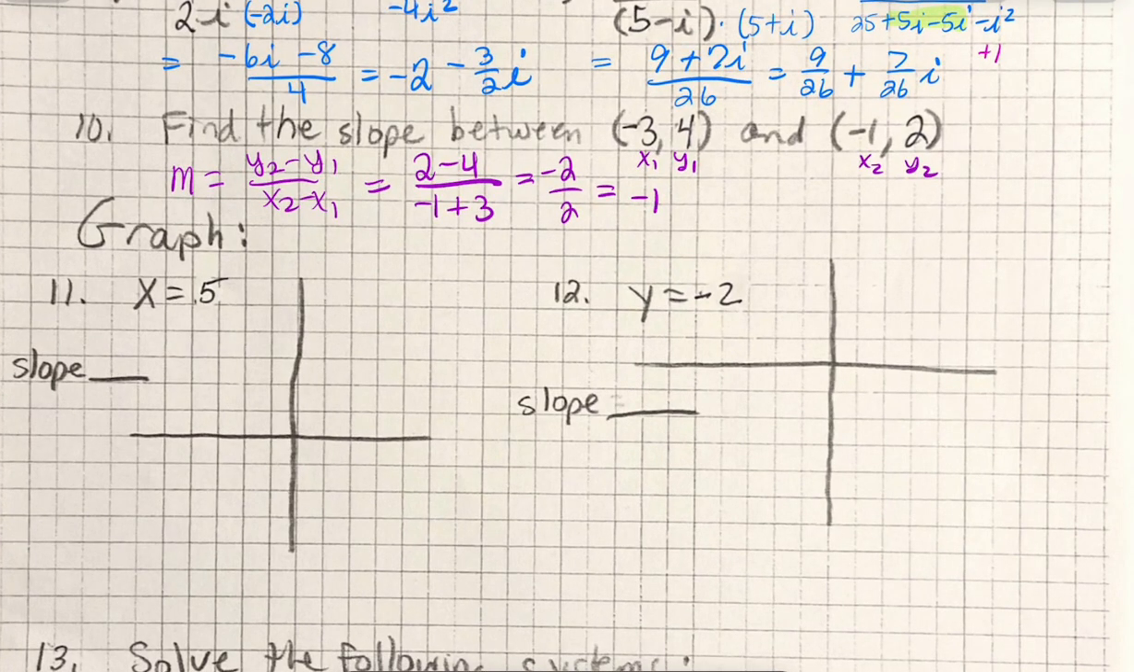Okay, now let's graph 11 and 12. The slope of x equals a number, remember, that is vertical.